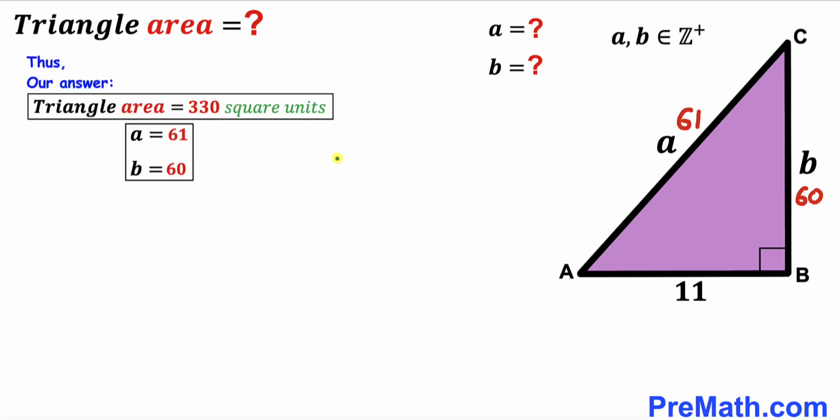So after all the calculations and manipulations, the area of this triangle ABC turns out to be 330 square units. Furthermore, our a value is 61 units and b value is 60 units. And that's our final answer.